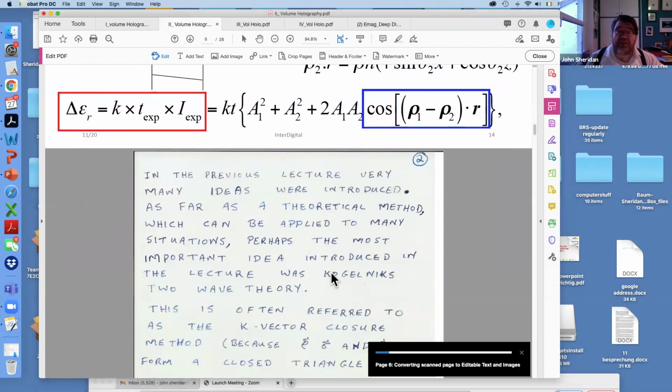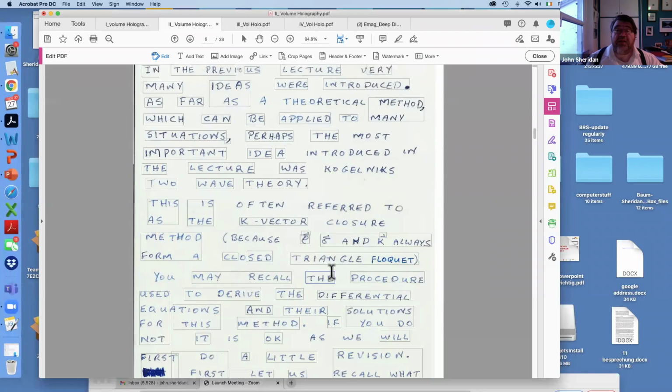In the previous lectures, very many ideas were introduced. We had a lot of different concepts and ideas introduced, as far as the theoretical method, which can be applied to many situations. Perhaps the most important idea introduced in the lecture was Kogelnik's two-wave theory.